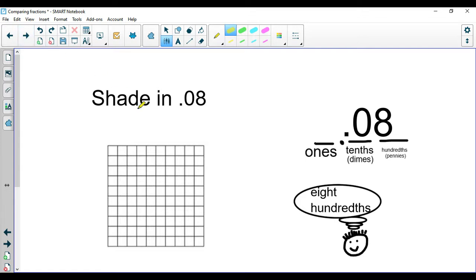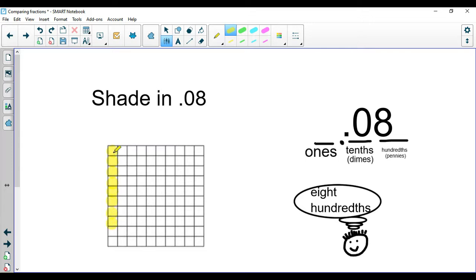So I want you to start pausing these and talk out how you would solve this, or how you would shade it in, and see if you get it right. So pause once I get to the next one, but how would you shade in 0.08? And how would you say it? So we know that there's a 0 in the tenths place, an 8 in the hundredths place, so we would say 8. And then the place it ends up in, hundredths. So this is 8 hundredths. And how would you shade that in? Well, each small square is a hundredth, so you're going to need a total of 8 of them.